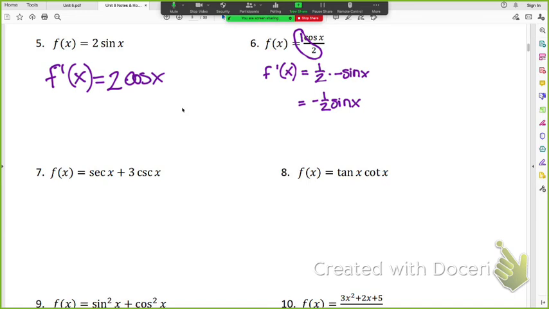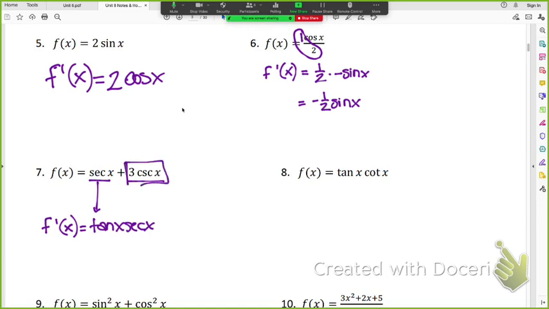So 7 works very similar to that. You just do one term at a time. So remember, you take the derivative of that term separately than that term. That's what that last sum and difference rule said. You can do 2 terms separately. So let's worry about one at a time. Secant x. Look at your chart. What is your derivative of secant? Tangent x, secant x.